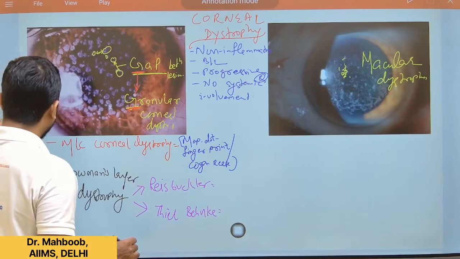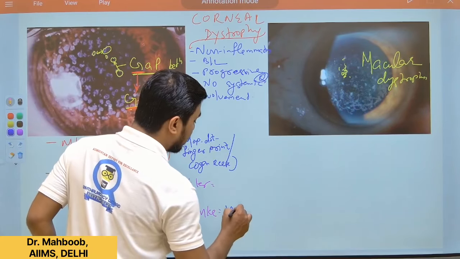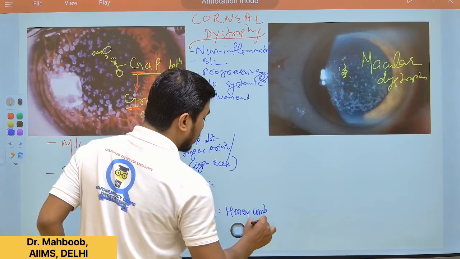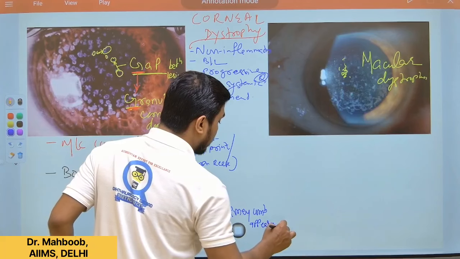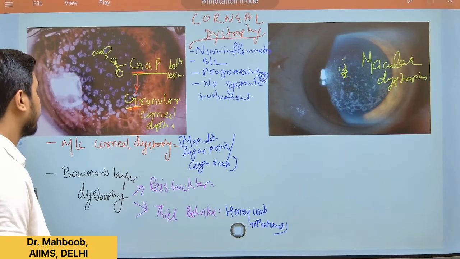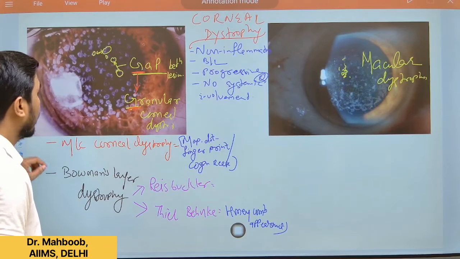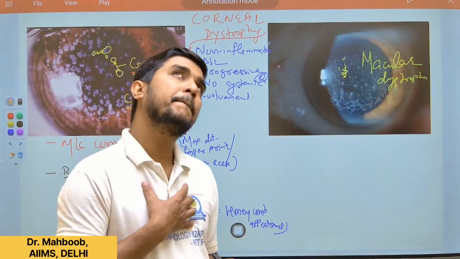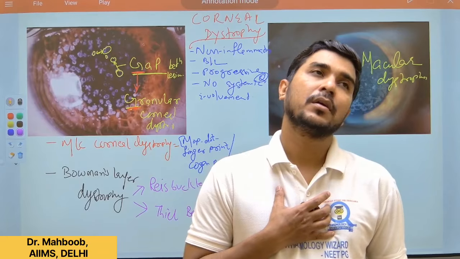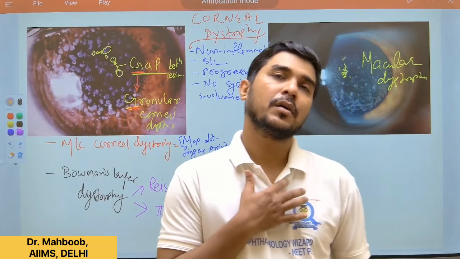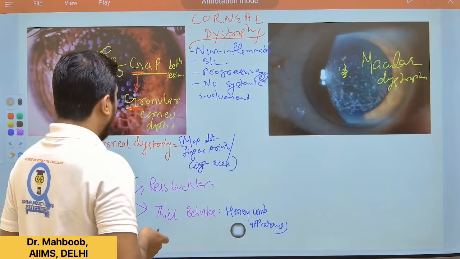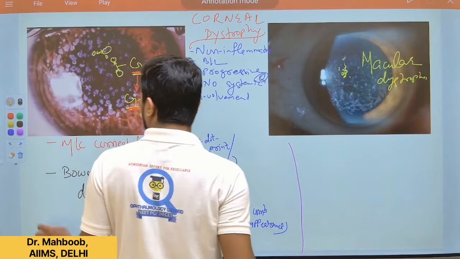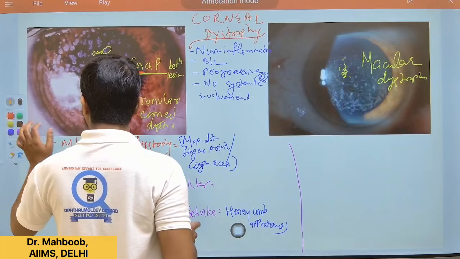So in the Thiel Behnke dystrophy, we have a honeycomb appearance. Understood? That's two questions done. Now I am drawing a very important table for stromal dystrophy. In stromal dystrophy, there are some things we need to know.